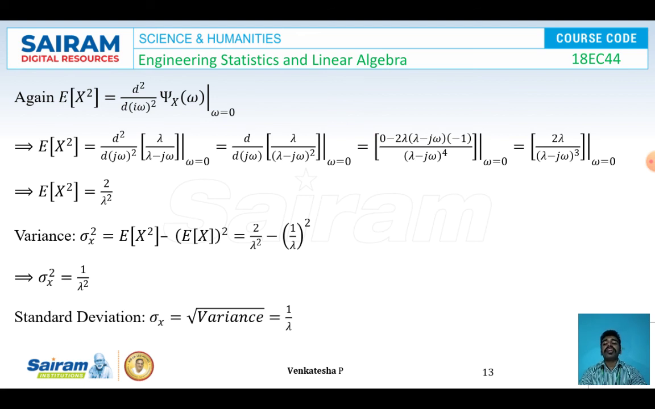Now finally, the standard deviation is given by the square root of the variance. So I got the standard deviation equal to 1 by lambda for the exponential distribution.